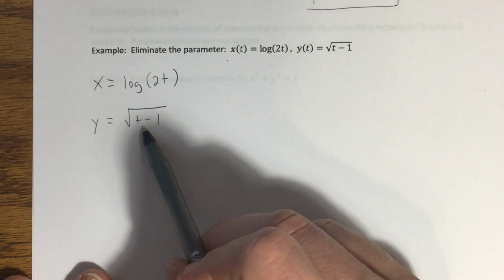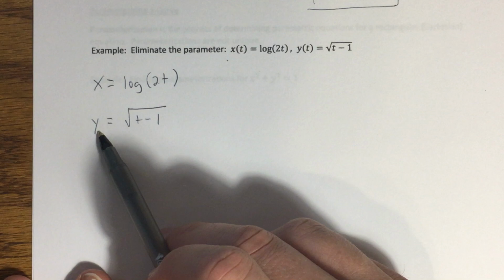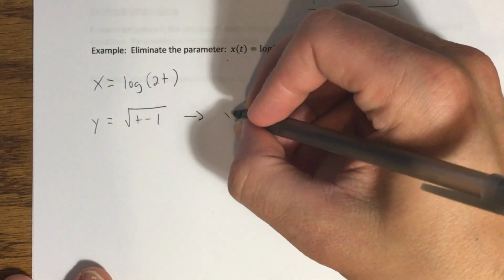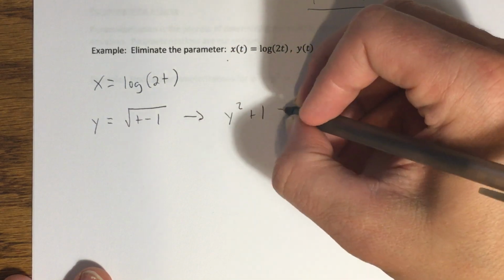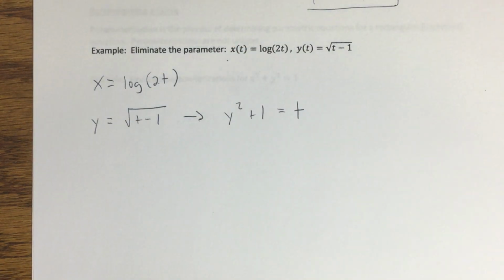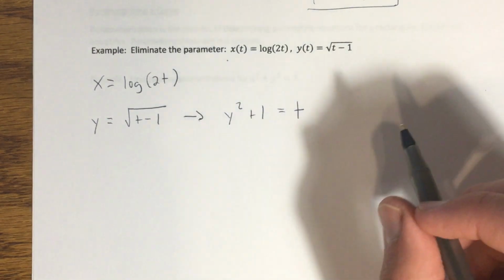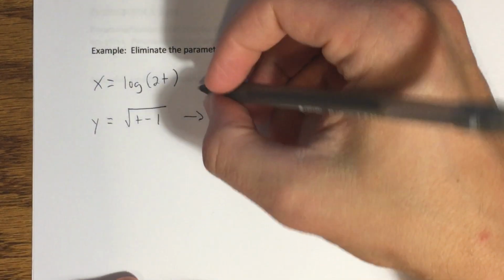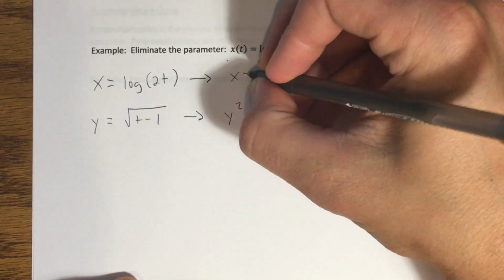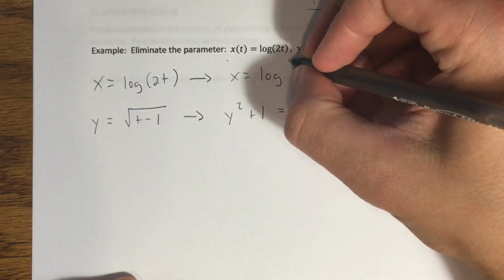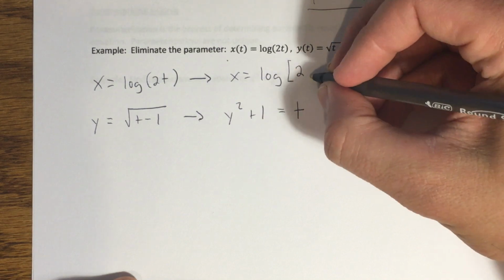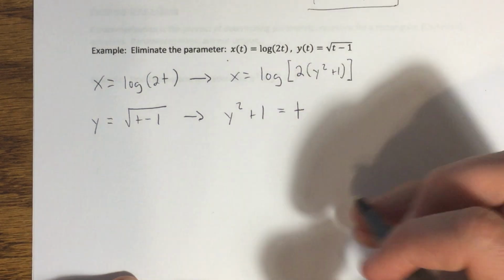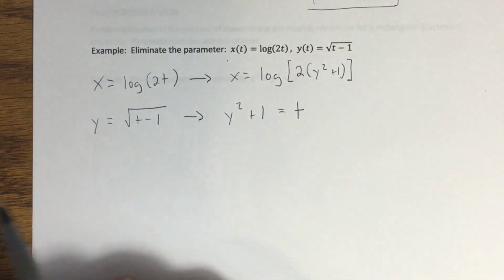So to isolate the t, it's a two-step process. I would square both sides and then add the 1, giving me this. y squared plus 1 equals t. Okay? Now all that's left to do is to substitute this expression for the t up here. So I get x equals log of 2 times y squared plus 1. See that substitution that I made for the t there.